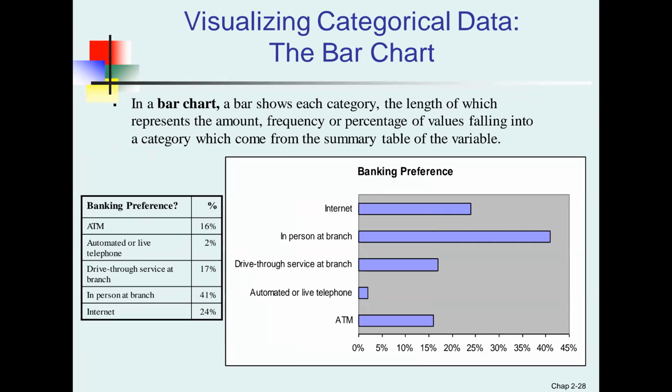For example, you can see the banking preference here. Someone banks by ATM 16%, automated or live telephone 2%, in person at branches 41%. These are some ranks, right? So when you plot these against the percentage, you draw these bars. The automated or live telephone has the smallest percentage, so the bar for telephone is shorter than any other. And banking in person is 41%, the highest, so the bar itself is higher than any other. Did you get that? Yes, I did. Those are the bar charts.